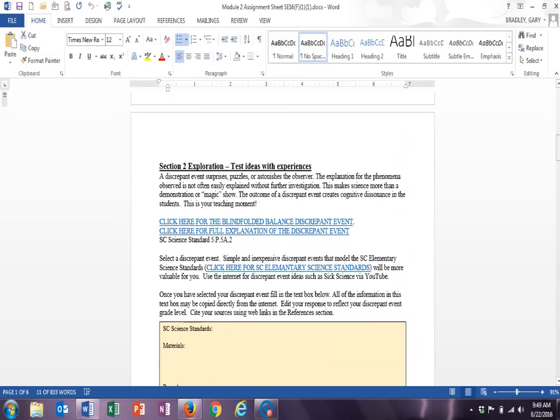All right, moving on to section number 2, test ideas with experience. We're looking at exploration here. This is the discrepant event, and I've got a discrepant event that I find is very inexpensive. It's just a meter stick, and you don't have to have a blindfold. You could just have your students close their eyes, but it's amazing how they will be able to find the center of mass even with their eyes closed. It's a lot of fun. I enjoy doing this with my students, telling them that they've got an inner sense of science because they can always find the center of mass even with their eyes closed. It's a lot of fun.